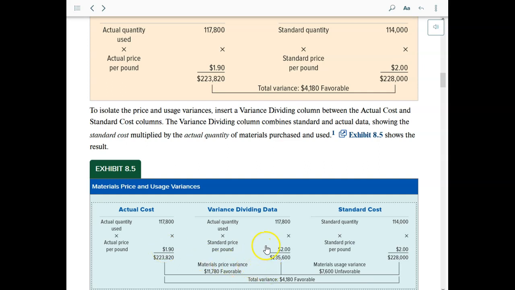Okay. So you look at this, why did we pay less? All right, that's fine. It's always great to pay less. But did that trigger us using more and waste the materials? So that's what you do for materials. You can split this out and see more than just the overall variance. It gives you more information about your company.